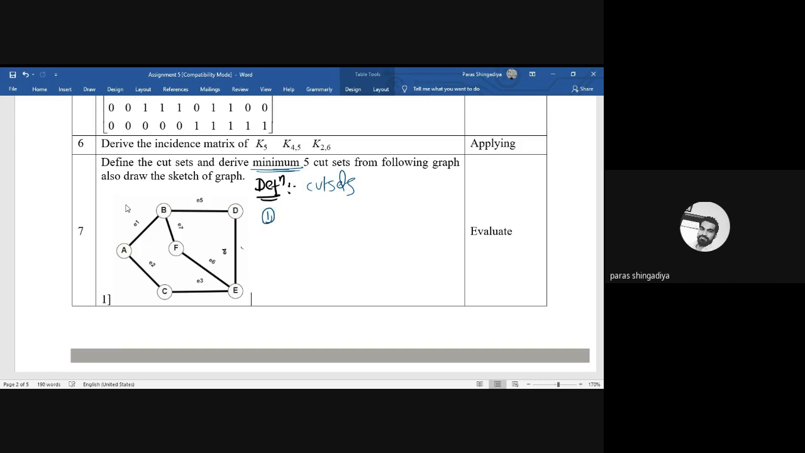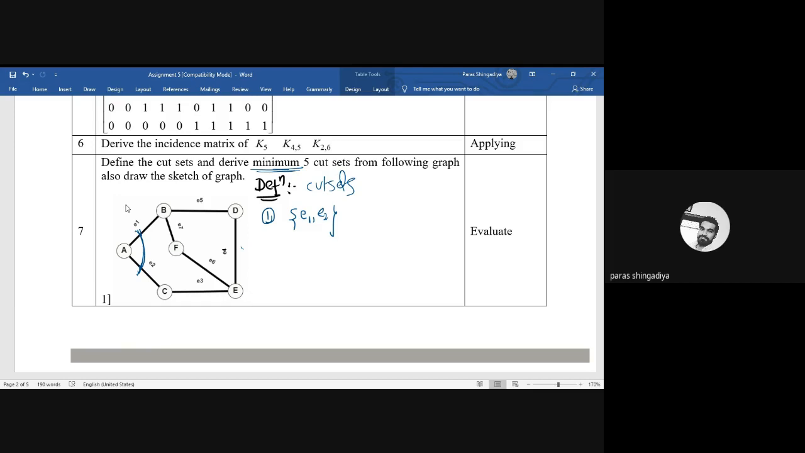What is the definition of cut set? We consider one set of edges. When we remove this set of edges, it makes the graph disconnected, and this set of edges has no proper subset which again makes the graph disconnected. So let's consider E1 and E2. Just remove E1 and E2 from the graph. When we delete E1 and E2, A will be disconnected from the rest of the graph. That means the graph becomes disconnected when we delete E1 and E2.